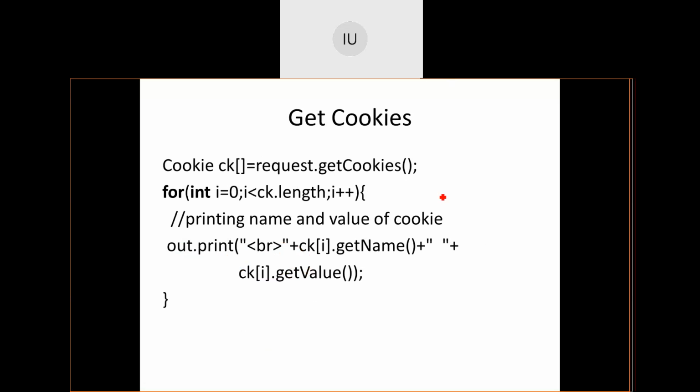Get cookies is the way to print all the name value pairs. Whenever you call get cookies, this returns an array.